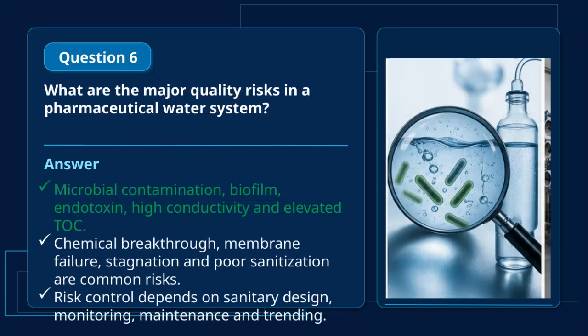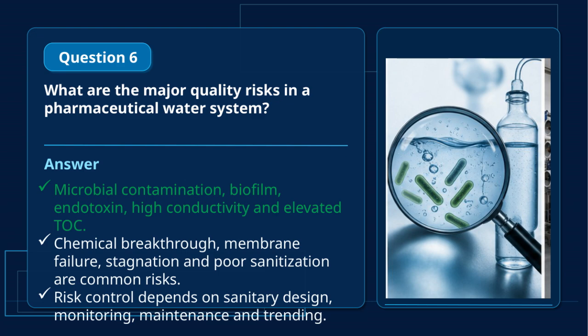Question 6. What are the major quality risks in a pharmaceutical water system? Answer. The primary concerns include microbial contamination, which can compromise the water's purity and safety, as well as biofilm formation that can harbor microbes and protect them from cleaning efforts.